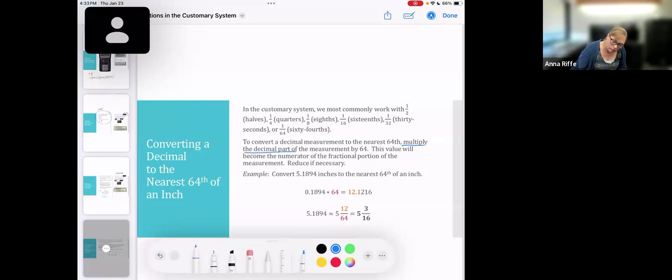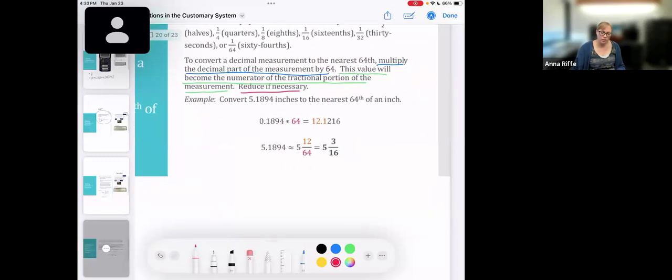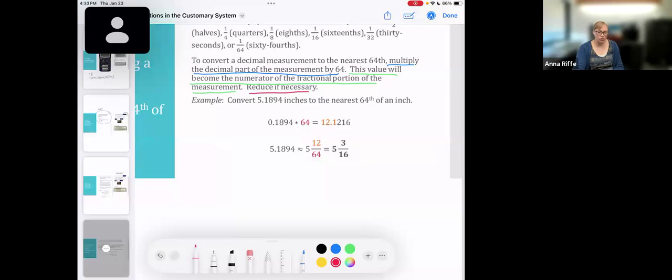Second, we're going to write this as the numerator of the fractional portion of the measurement, and the denominator will be 64. And then as a last step, we want to reduce if necessary. For example, let's say we want to convert 5.189 inches to the nearest 64th of an inch, which is kind of the smallest thing that a ruler will give us. I'm going to take that decimal part, the part to the right of the decimal point, and multiply it by 64.